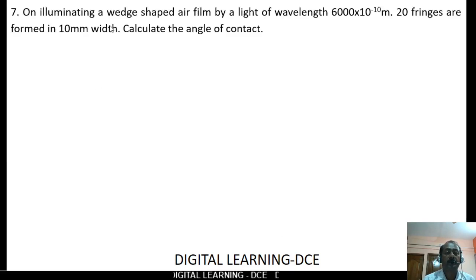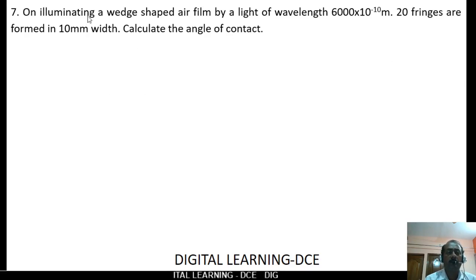On illuminating a wedge-shaped air film by a light of wavelength 6000 into 10 to the power of minus 10 meter, 20 fringes are formed in 10 mm width. Calculate the angle of contact.